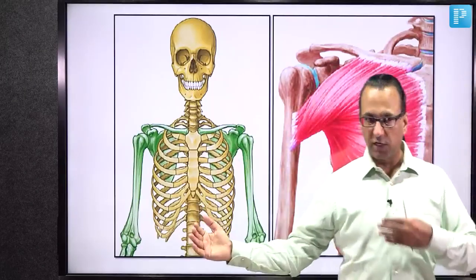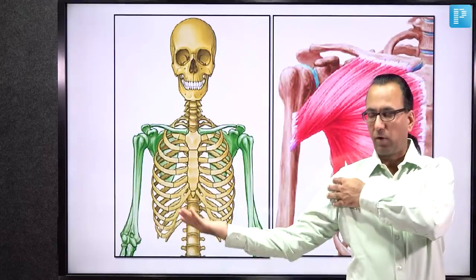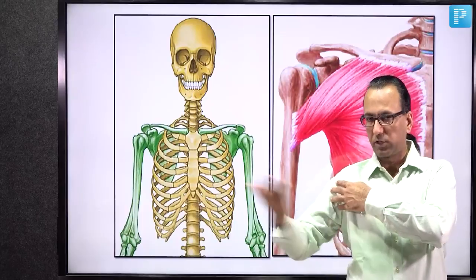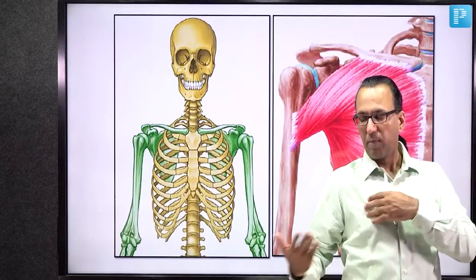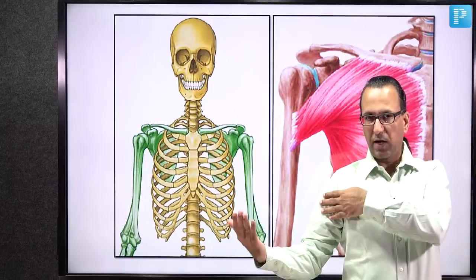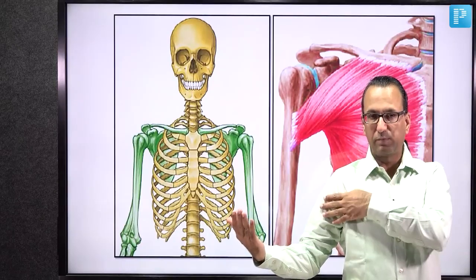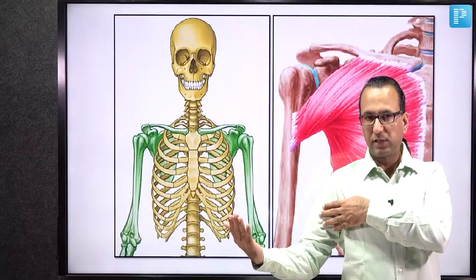Pectoralis major is crossing the shoulder joint anteriorly, so it will cause medial rotation of the humerus bone at the shoulder joint and also cause flexion of the shoulder joint, forming the anterior wall of the axilla, and under cover of that, an assisting muscle is pectoralis minor. Both of them form the anterior wall of the axilla.